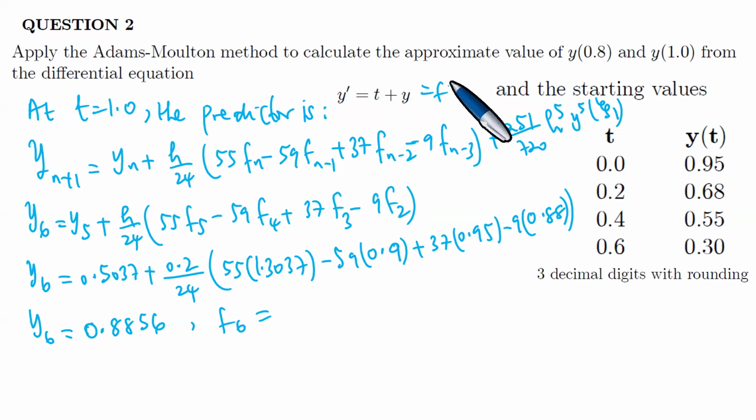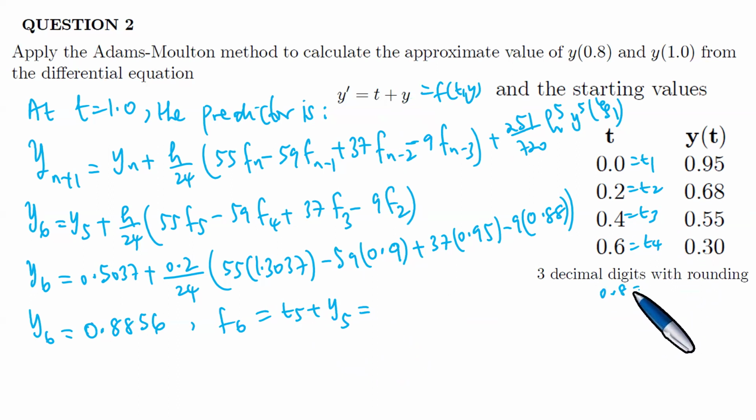F6, according to this, because this is f of t, y, t5, y5. What is t5? t1, t2, t3, t4, t5. t5 is 0.8. Sorry to interrupt. Yes, please. I just want to know, why are we not adding the 251 over 720 when we are working out y6? It's the order term. We don't add the order terms.